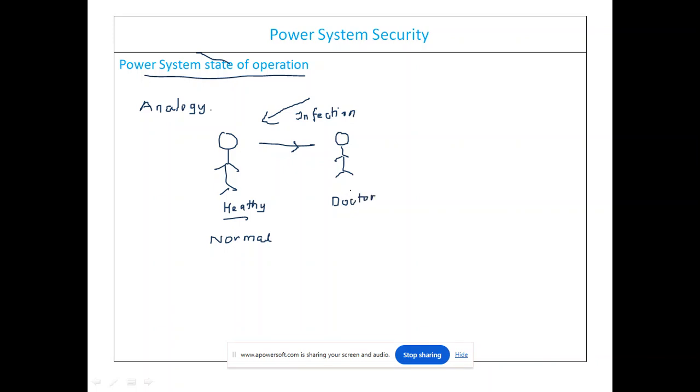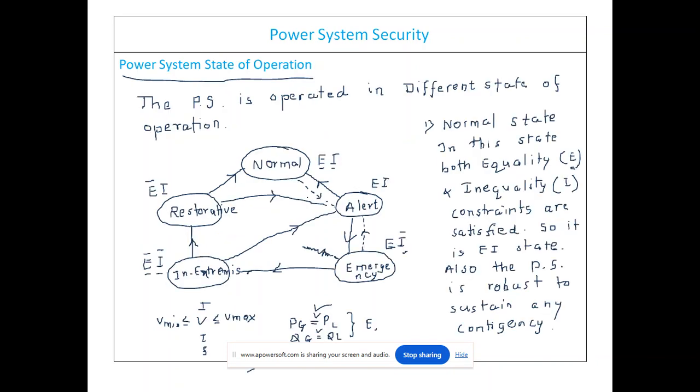He is infected, and if he is taken to doctor and if proper action is taken, then he can come to healthy condition. But after the infection, if it's not taken care of, then his health condition will get worse and worse, and that can lead to a fatal situation. So this is very similar to a human being. The power system is also operated in different states of operation. So let us understand this here.